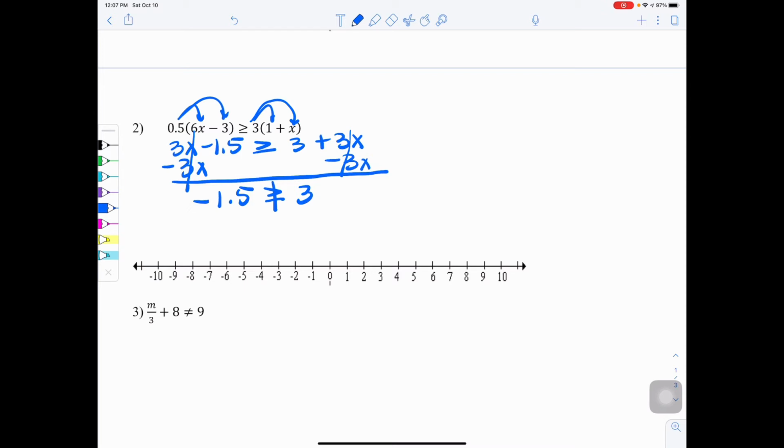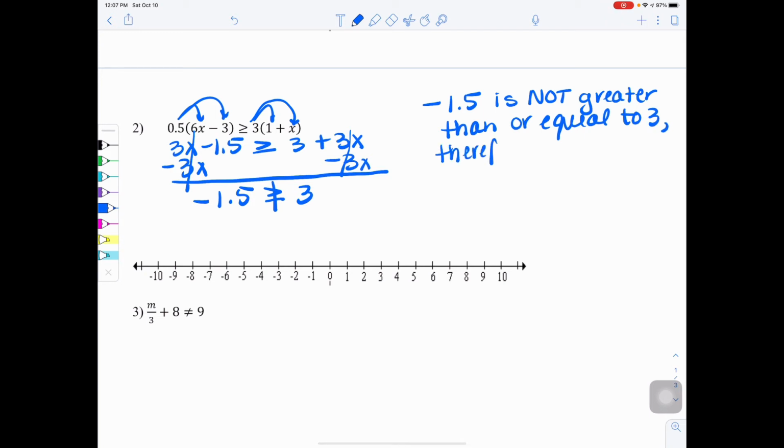Now we're going to talk about what it is for words. So we're going to say negative 1.5 is not greater than, because we slashed it, right, is not greater than or equal to 3. Therefore, what we have here is no solution. So we're going to write, therefore, there is no solution. So that's my answer in words. And then again, if I don't have a solution, I have to leave myself with an empty or blank graph. There's nothing I can be graphing if there's no solution.